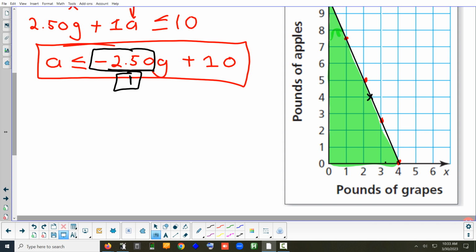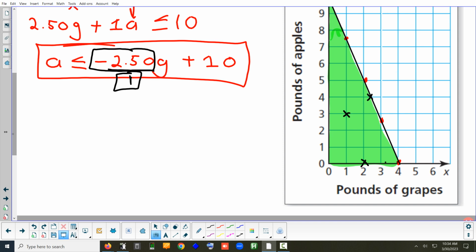What's something else we could buy? And you don't have to be on the line. You can be anywhere in the green. So I'd pick a safer option. Yeah, 1 pound of grapes, 3 pounds of apples. Sure. You absolutely can afford that, and you still have some money left because you didn't spend it all. You could also buy 2 pounds of grapes and not buy any apples at all. So anywhere in here would be a solution to the problem. Anything outside the green, you can't afford. Okay, any questions on that?